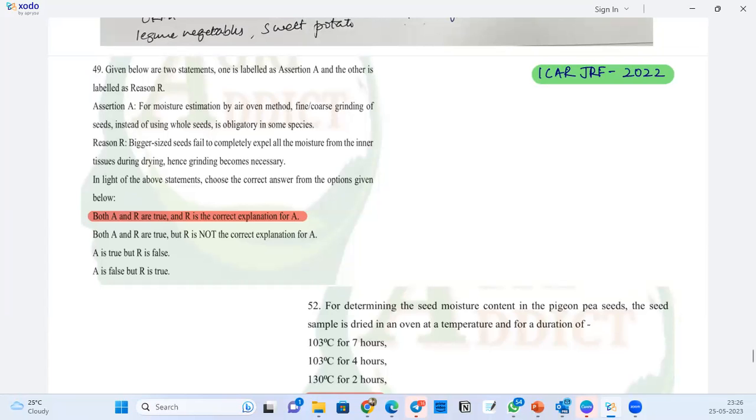Okay, correct. So this is based on the thing I explained to you, that for the moisture estimation by oven method, fine grinding. Again, in the grinding, there are two different methods: one is fine grinding and the other is coarse grinding. So this is also compulsory for some crops. Why? What is the reason? The bigger the seed size, they will fail to completely expel all the moisture from the inner tissue. That is why the grinding becomes necessary for it.